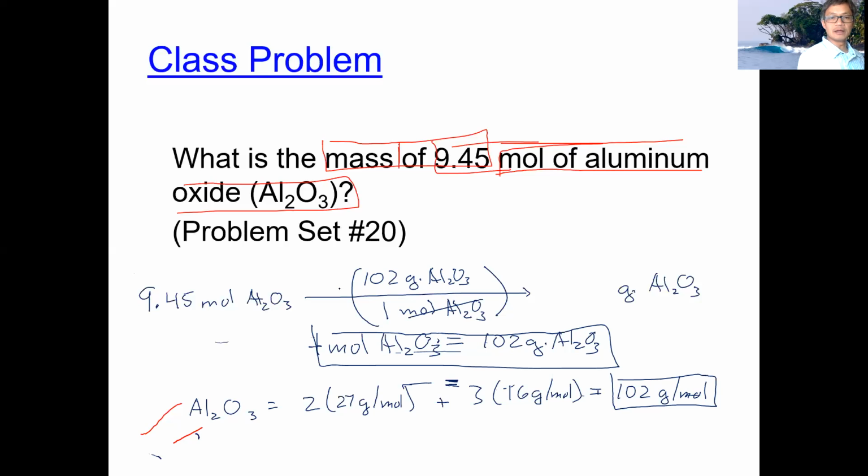Why do we do that? That allows us to cancel out the moles of aluminum oxide here, and so we end up with grams of aluminum oxide on top and the bottom for both. We plug that in, and we get our answer as 964 grams of aluminum oxide. Again, 3 significant figures here because we have 3 significant figures there. Okay, all right, very good.